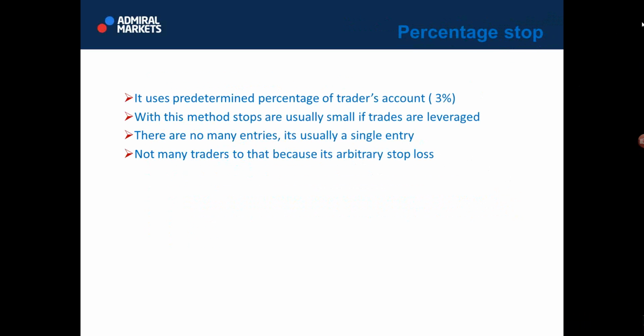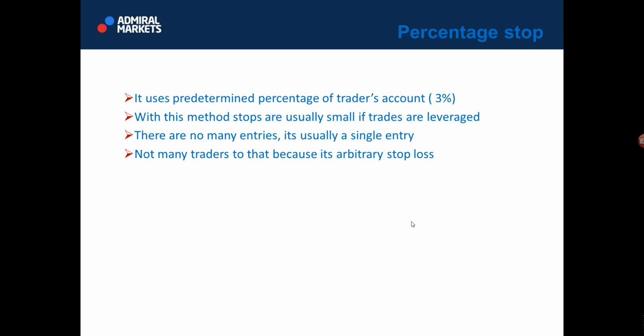Usually percentage stop is 3% of trader's account. With this method, stops are usually small if trades are leveraged. There are not many entries, it's usually a single entry, and not many traders do that because it's an arbitrary stop loss. Basically, if you do percentage stop, you're judging your entry point with your stop. So if you're risking 3%, every time you open a trade, your risk will be 3%. Then you need to adjust your stop loss to that 3%.